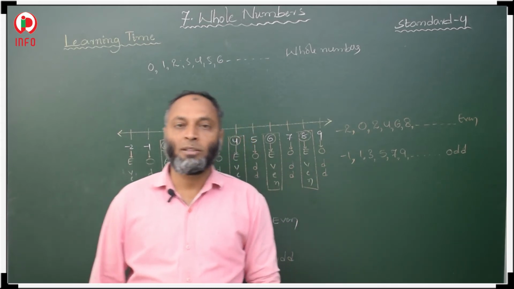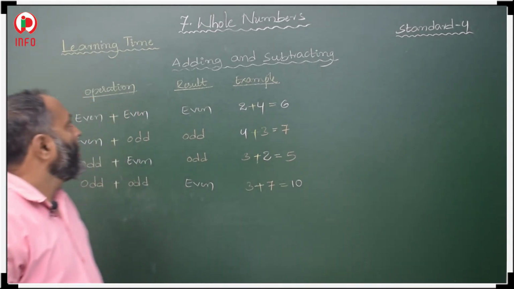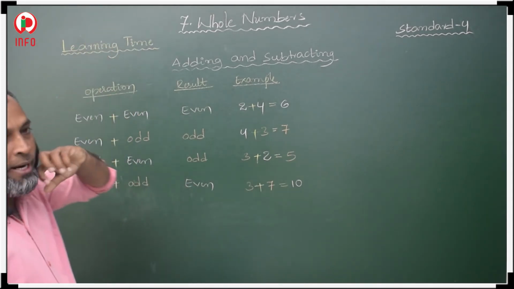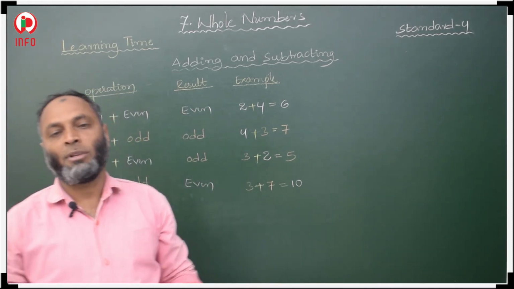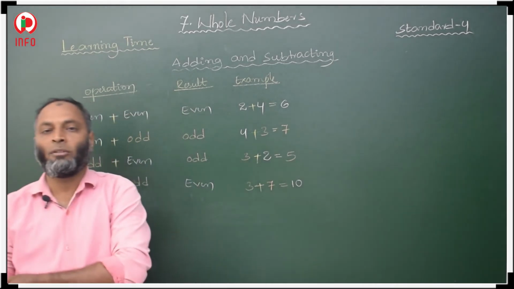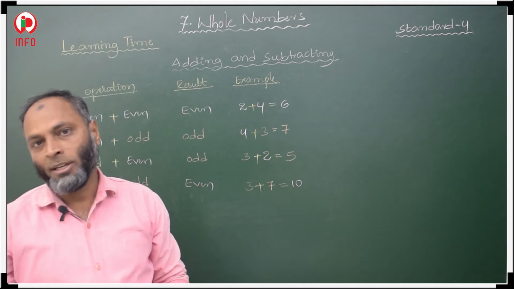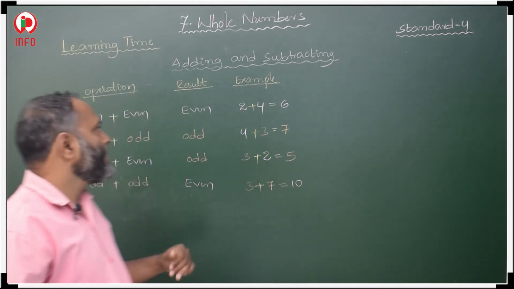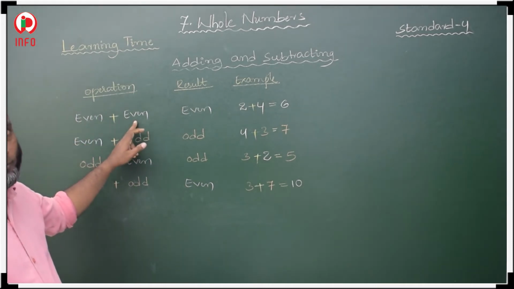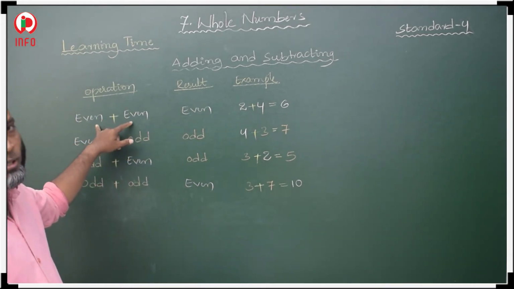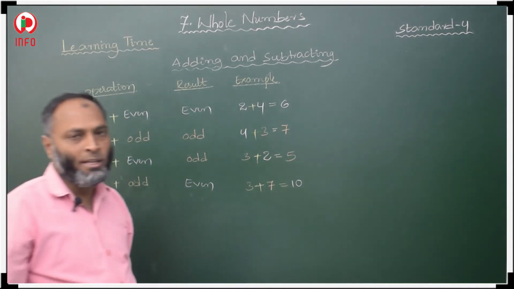Okay students, now see here, adding and subtracting. If we add even numbers and odd numbers, one odd number and one even number, then what is the result? We are going to discuss that. First, addition. In the first case, if we add even and even, if we add two even numbers, then what is the result? See here, even number and even number, you can take any example.